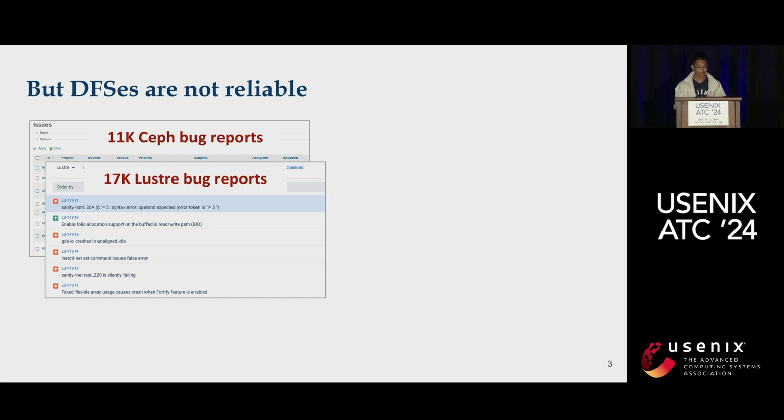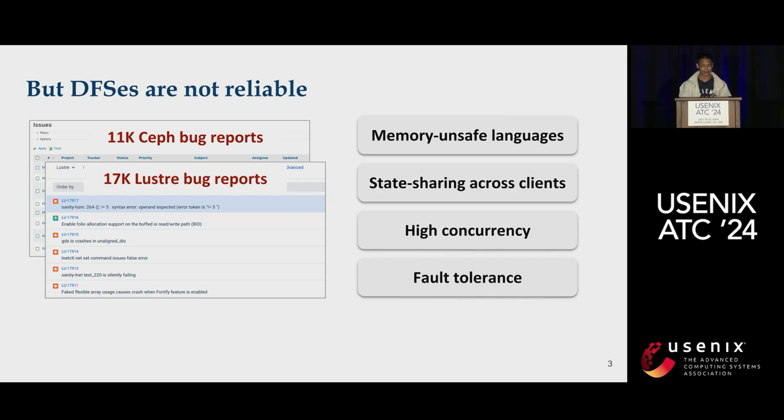There are several reasons that make distributed file systems so fragile. First, most distributed file systems are written in memory-unsafe languages such as C and C++. So they are susceptible to memory bugs. Second, the nature of distributed systems adds another level of complexity. This complexity makes distributed file systems more susceptible to memory and semantic bugs.